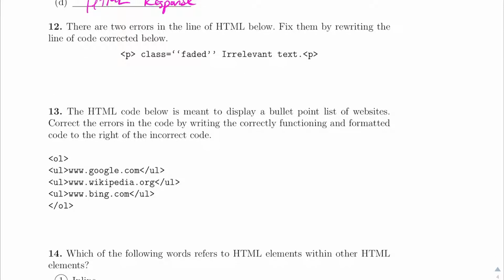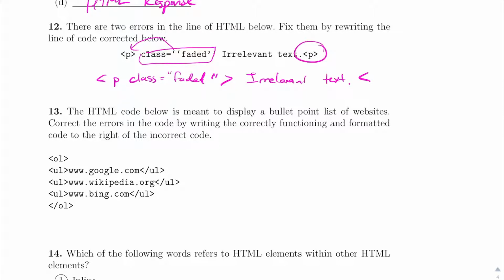There are two errors in the line of HTML below. Fix them by rewriting the line of code corrected below. Okay, cool. So opening tag, oh wait, that's a mistake, because inside of our opening tag, this attribute should be inside of there. Attributes always go inside of the opening tag. The inner HTML is irrelevant text, so we leave that. And then here, this is an opening tag when it should have been a closing tag with the slash.